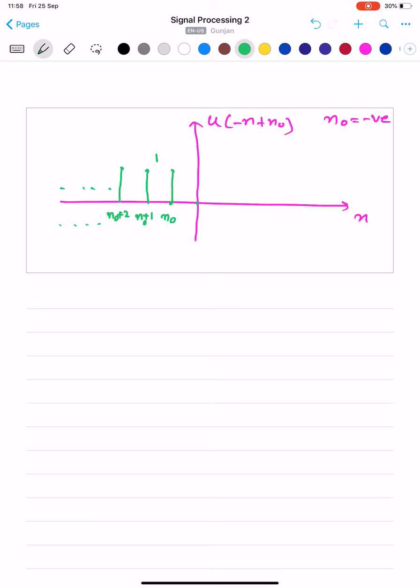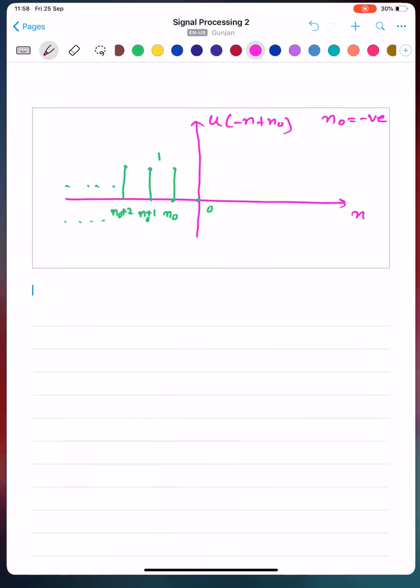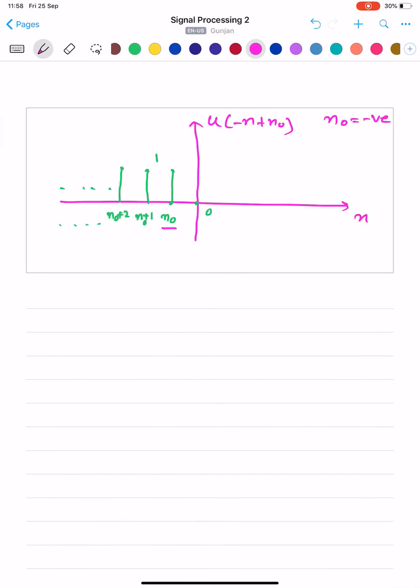So this point will be 0. Remember this, that this point is n naught, and the next point on the left hand side is 1 point less. And in the negative case, suppose let's say n naught is minus 2, then the next points will be minus 3, minus 4 and so on on the negative side. So in this way you will do the unit step signal.